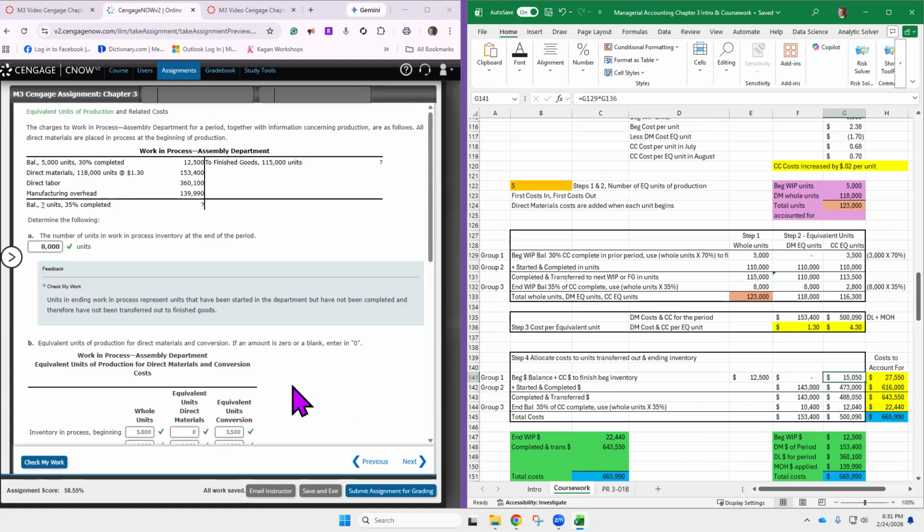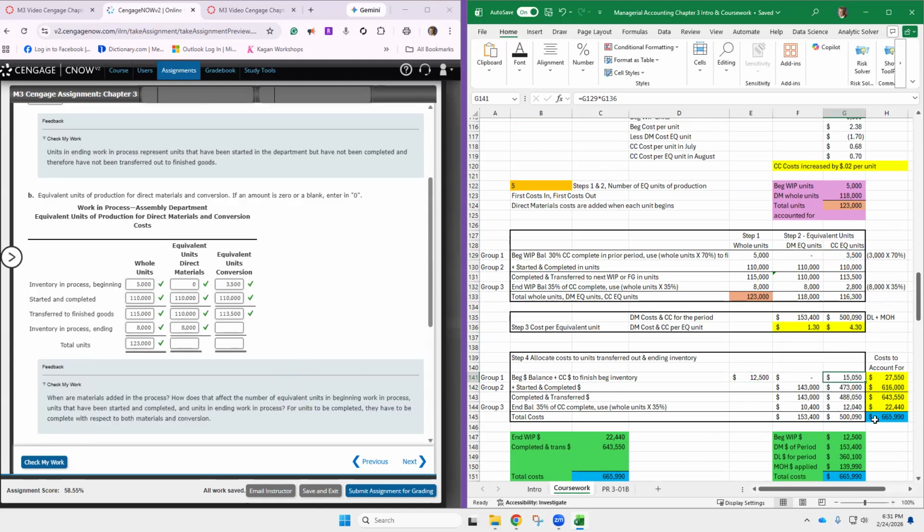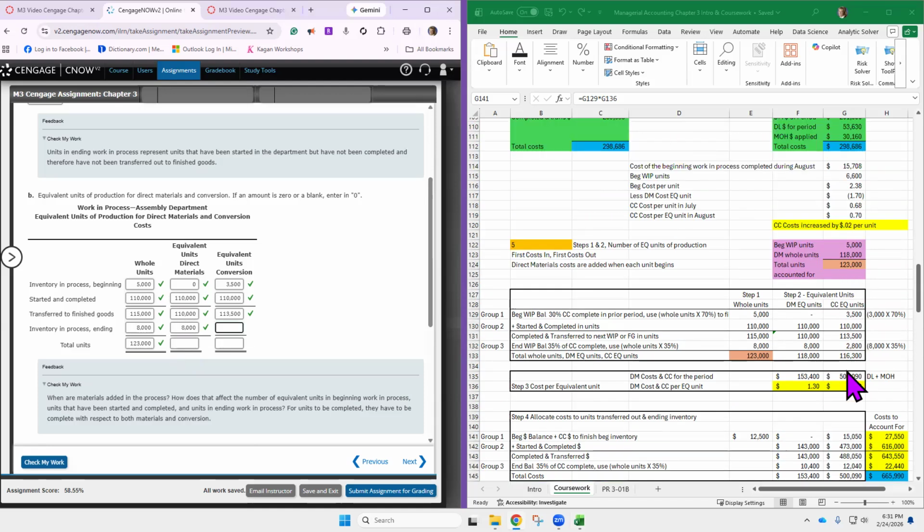And this is how much we needed to add to finish the ones that were sitting there in the beginning. Okay, so one more time. These 8,000 sitting here represent 35% complete, right? Which I believe. Okay, so then 8,000 times 35% is 2,800. Now we're going to add down.